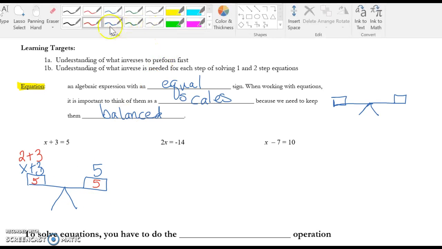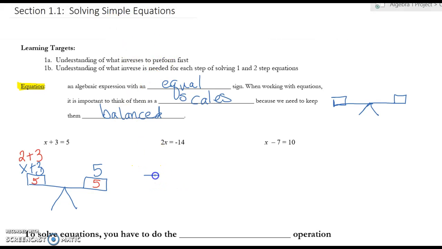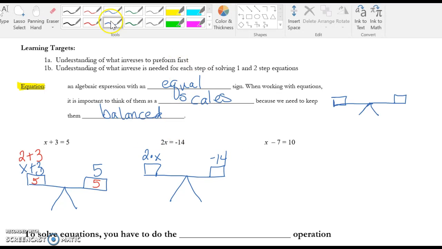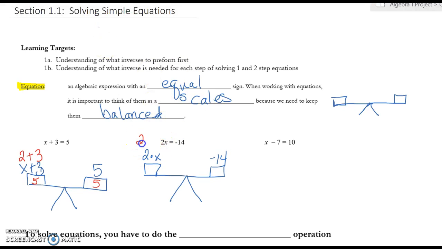Okay, so let's look at this next one. Same idea. I got my scale. Ooh, that one's straighter. And I have a 2x, which is saying 2 times x, and a negative 14. Well, the only way I can have these balanced is if 2 times something gives me negative 14. And yeah, you're right, it's 2 times negative 7. So that would give me negative 14 and negative 14. So that balances it.